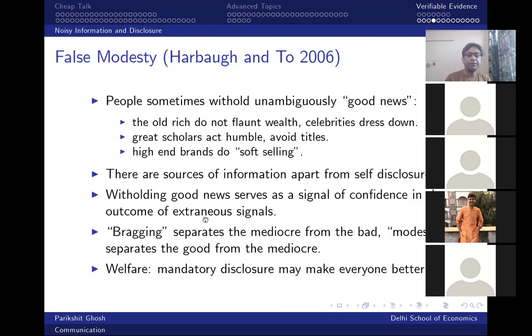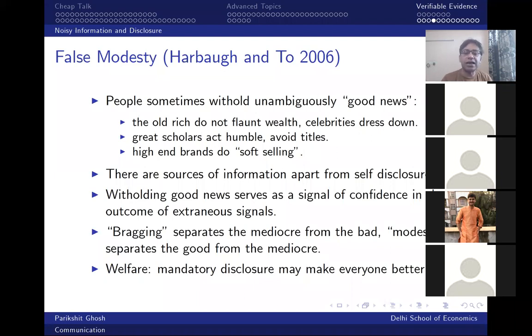Okay. And these bullet points give you the outline of what I just said. There are sources of information apart from self-disclosure. Withholding initial good news serves as a signal of confidence in the outcome of subsequent signals, right? And as you will see in the model, bragging separates the mediocre from the bad.